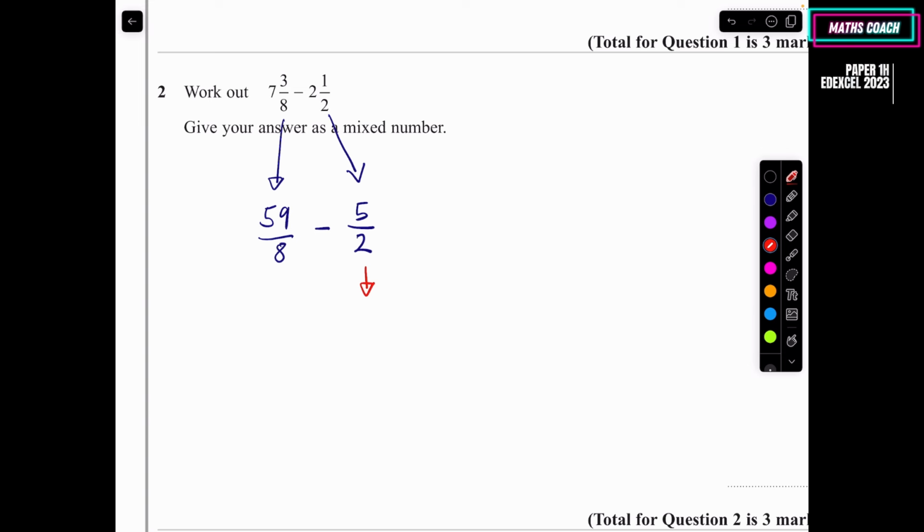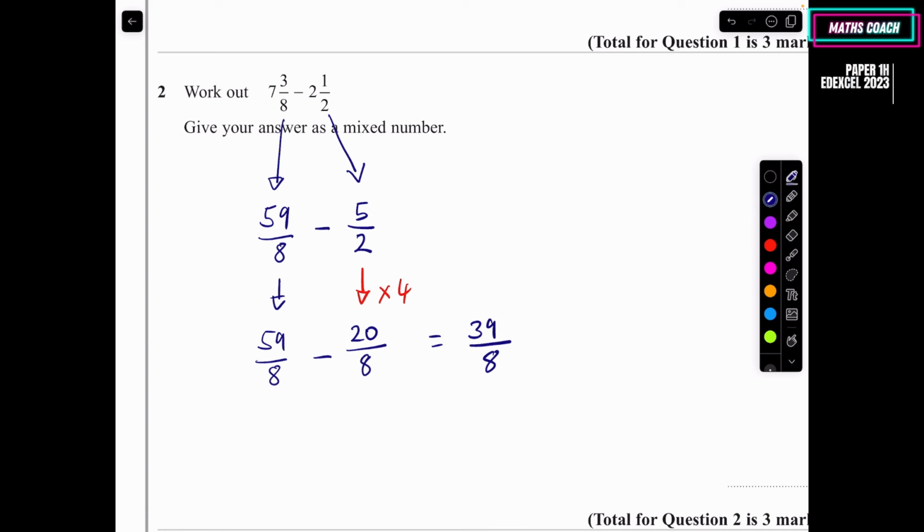And how do you do that? We can multiply the 2 by 4, which gives us that 8. We also multiply the 5 by 4 as well. So 5 times 4 is 20, and 2 times 4 is 8. And this one, we can just write as it is, 59 over 8, and we take that away. Now that we've got the same denominators, we just do the numerators: 59 take away 20 gives us 39 over 8.